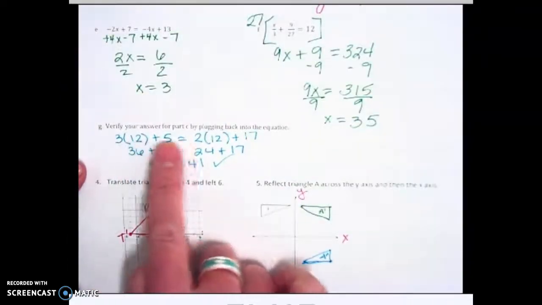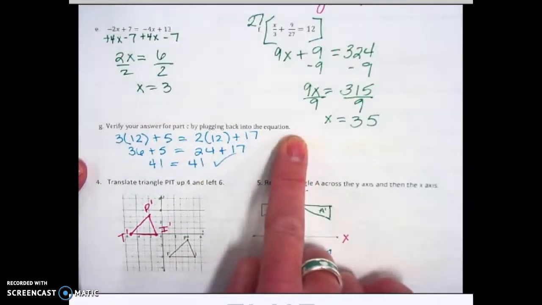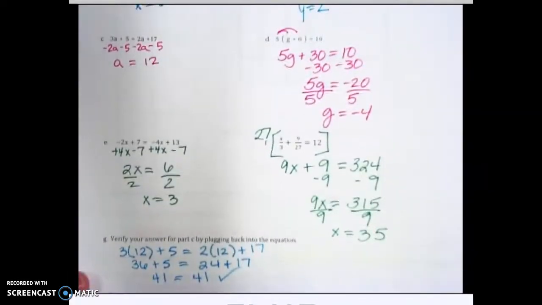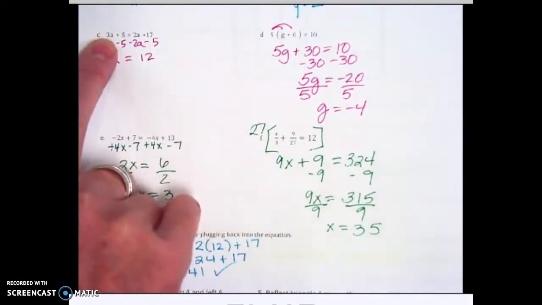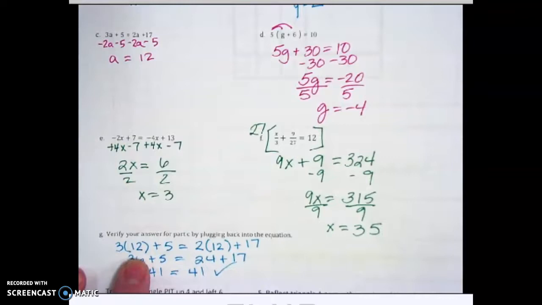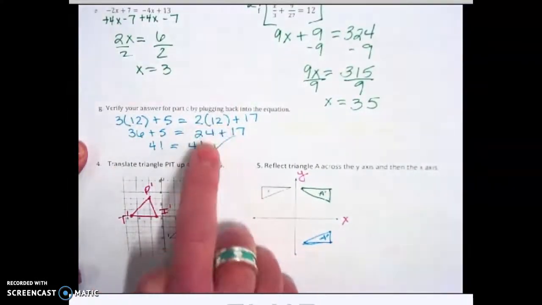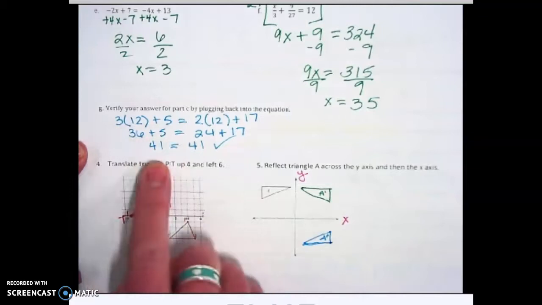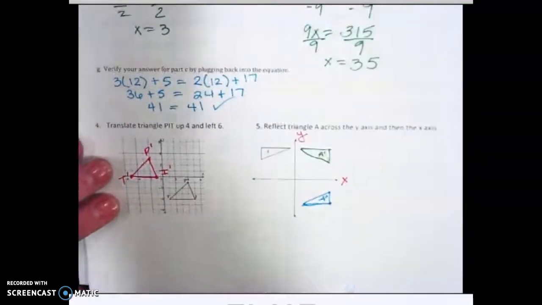Part G says verify your answer for part C by plugging back into the equation. So for part C up here, we got 12. So I'm going to plug 12 in here. So 3 times 12 plus the 5 is equal to 2 times 12 plus the 17. Then I simplified. 3 times 12 is 36, 2 times 12 is 24, 36 plus 5 is 41, and 24 plus 17 is also 41, so it checks out.